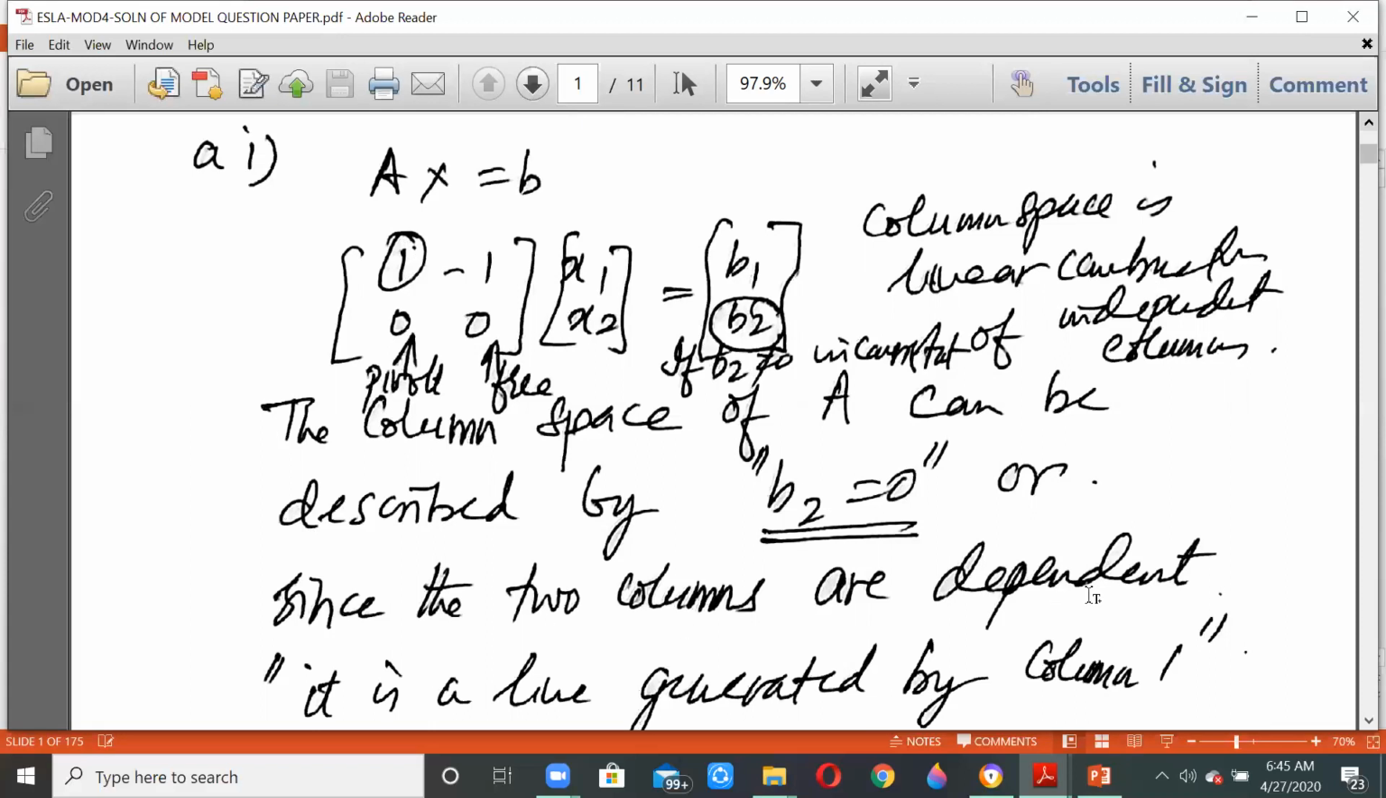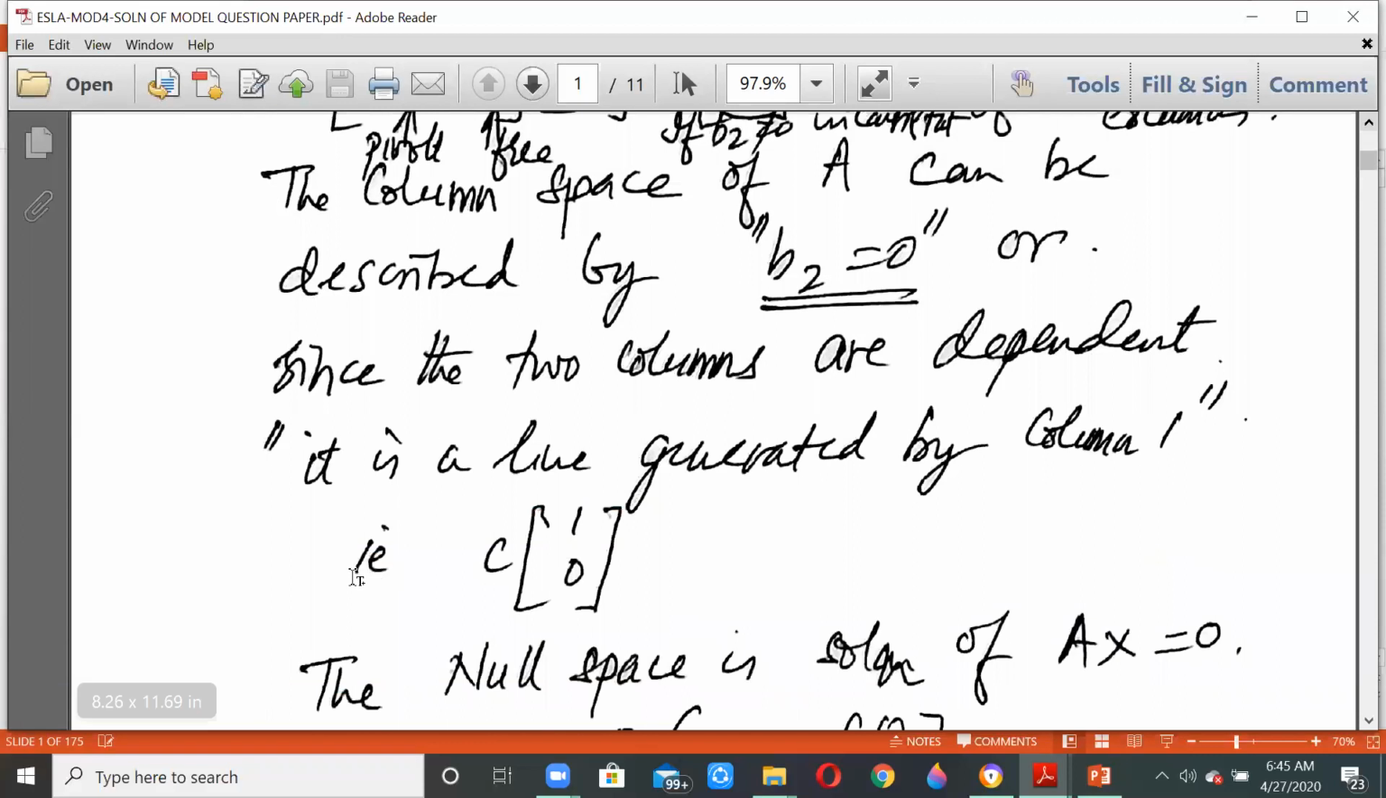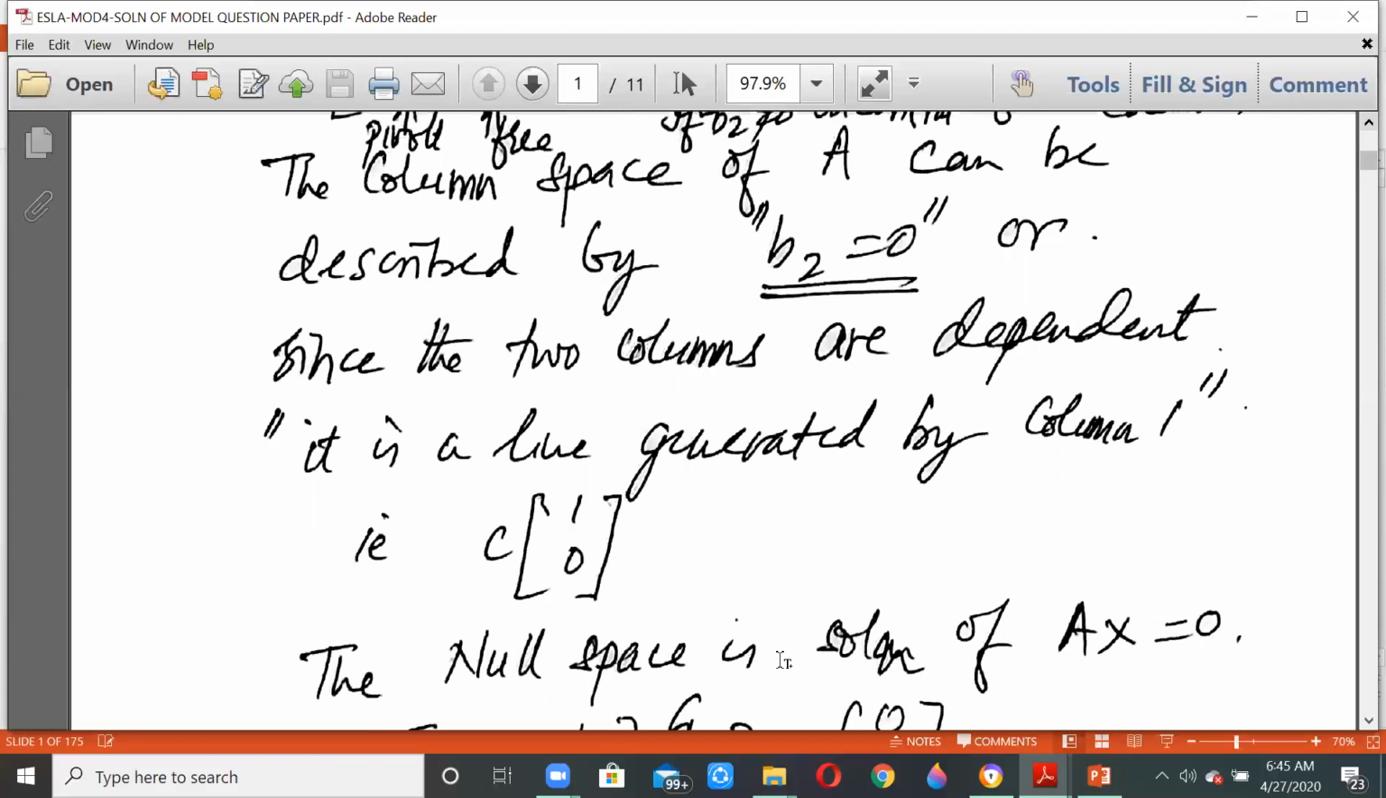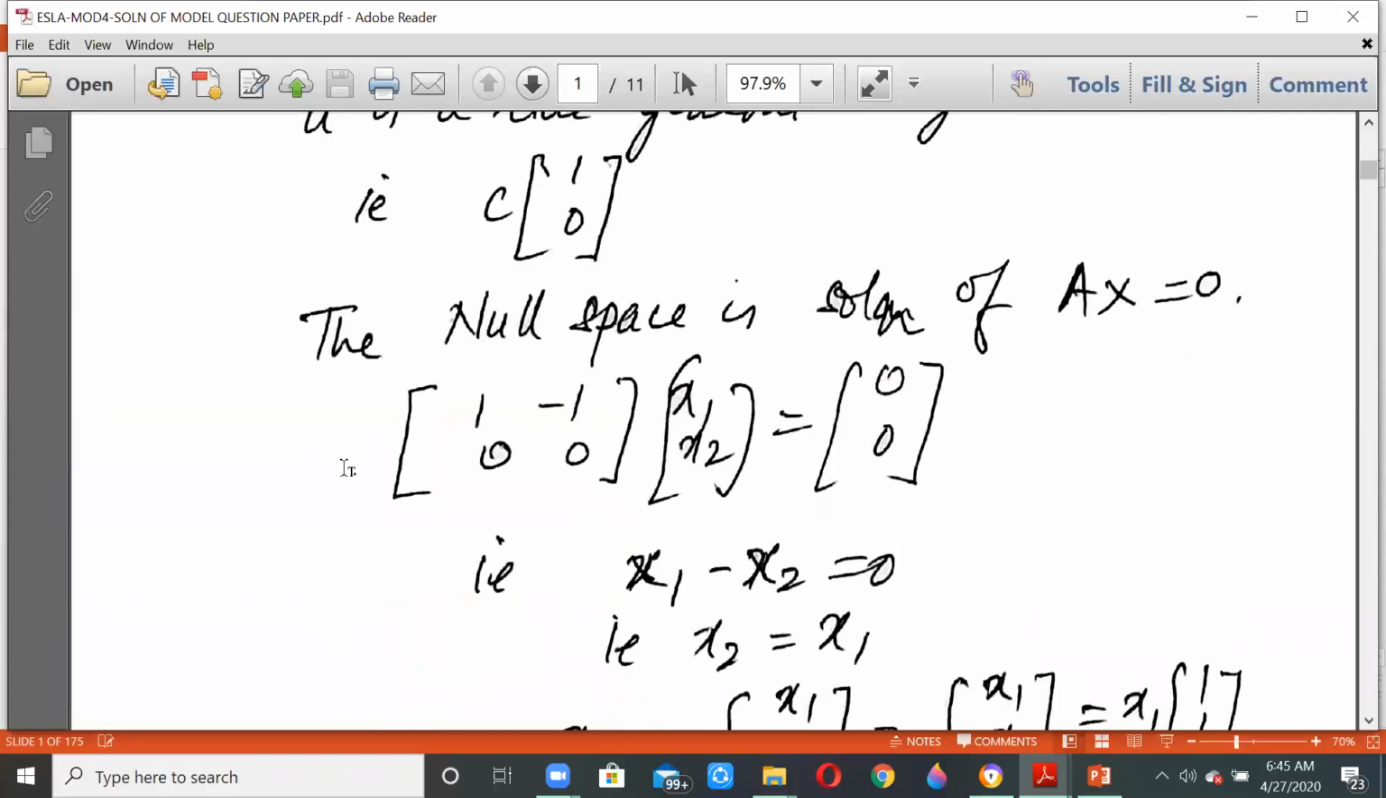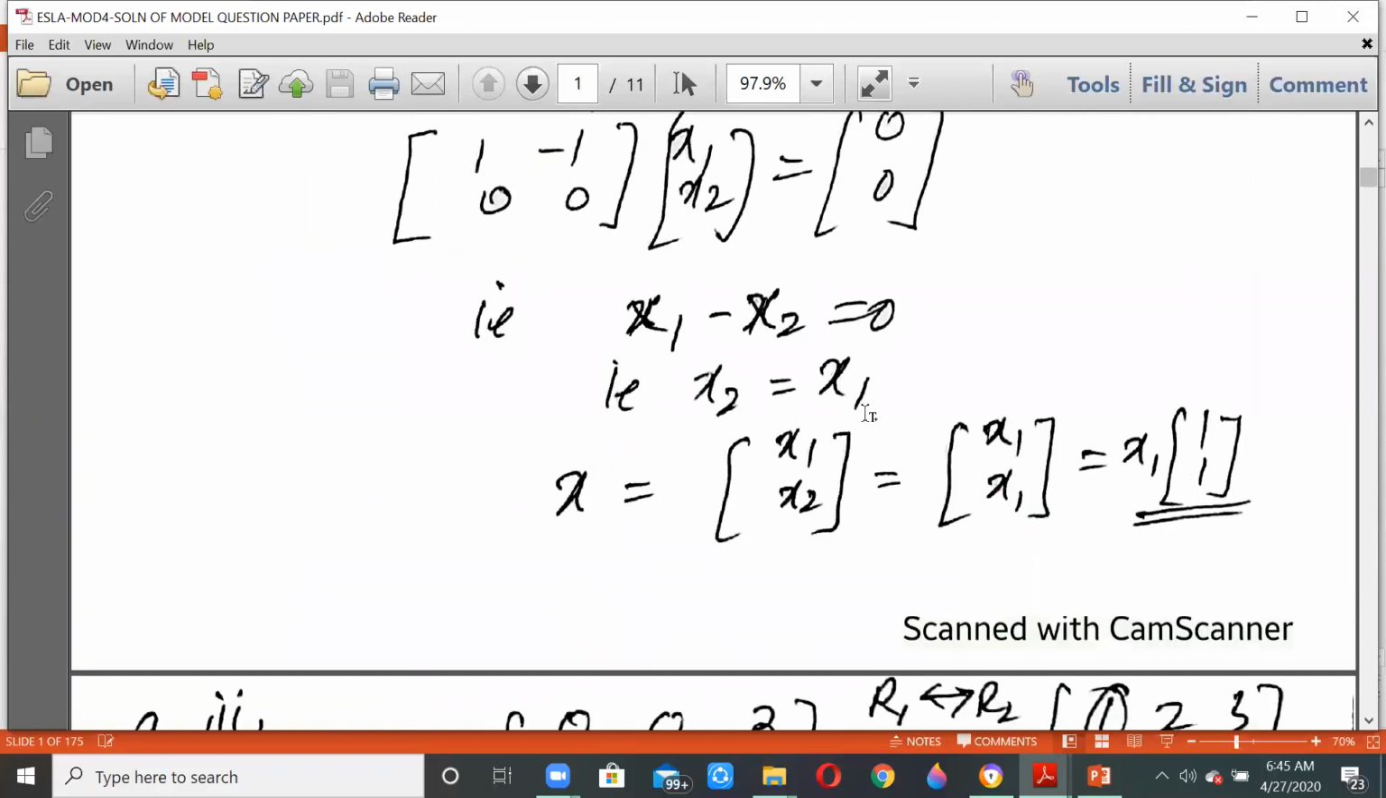Since the two columns are dependent, it's a line generated by column 1, and that is represented by C times [1, 0]. Then the null space is the solution of Ax equal to 0. Writing A and x over here, it becomes 1 into x1 minus 1 into x2 equal to 0. That gives us x2 equal to x1, and therefore x is [x1, x2], where x1 is as it is and x2 is equal to x1. That's why we are writing x1, and x1 you can take common, times [1, 1].